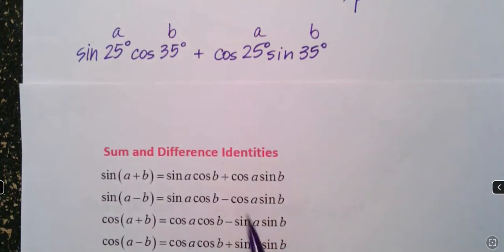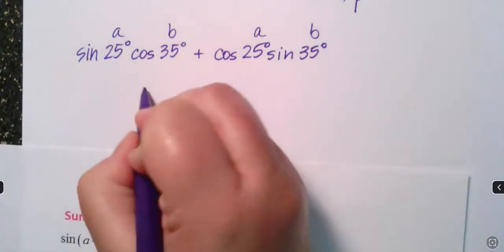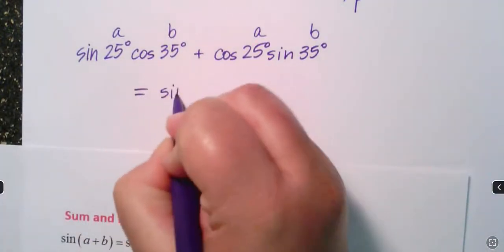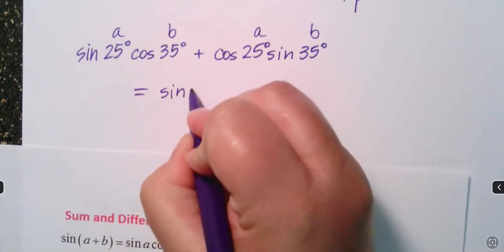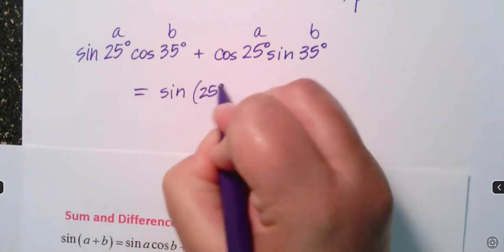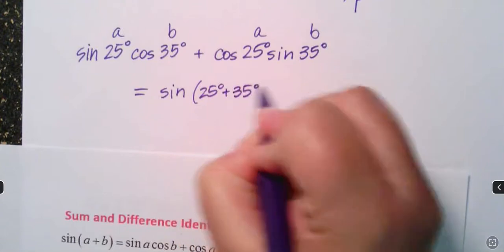And so they're asking me, instead of going from here to here, I'm starting over here and going to here. So in other words, I can put these together and say that's sine of A plus B. So this is equal to sine of A plus B, which is 25 plus 35, and that is 60.